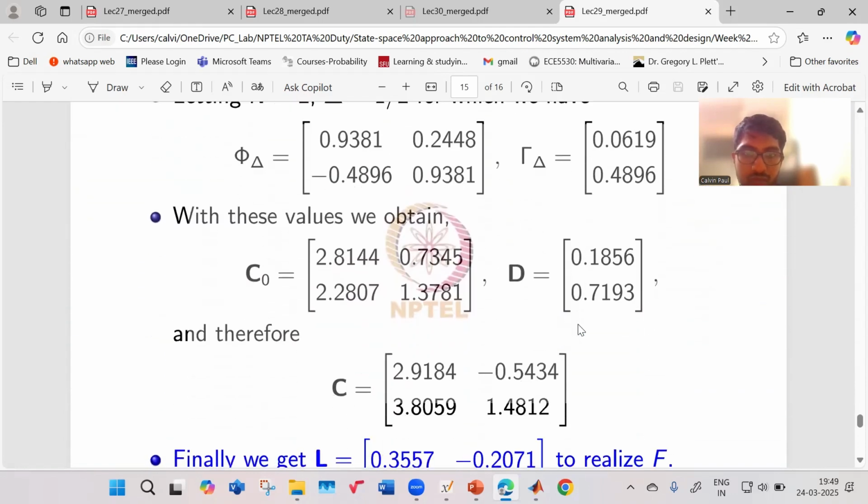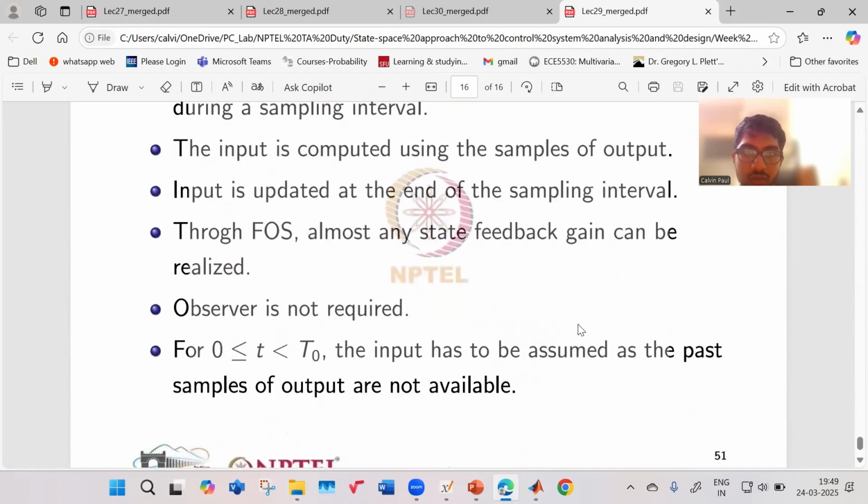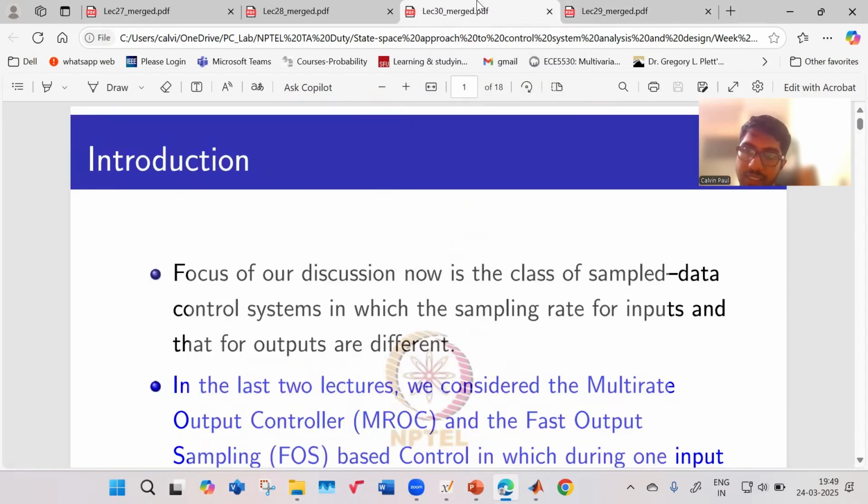Okay, this was shown. So this is for fast output sampling. Next, let us consider another case.